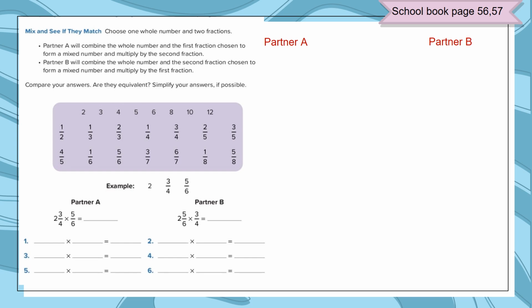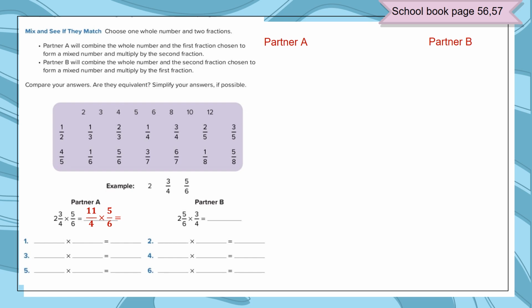Here we have an example: 2, 3 over 4 and 5 over 6. Partner A will take 2 and 3 over 4 times 5 over 6. But partner B will take 2 and 5 over 6 times 3 over 4. In partner A, we will convert the mixed number into an improper fraction. So we will keep the same denominator, 4, and then multiply 4 by 2 equals 8. 8 plus 3 equals 11 over 4 times 5 over 6.